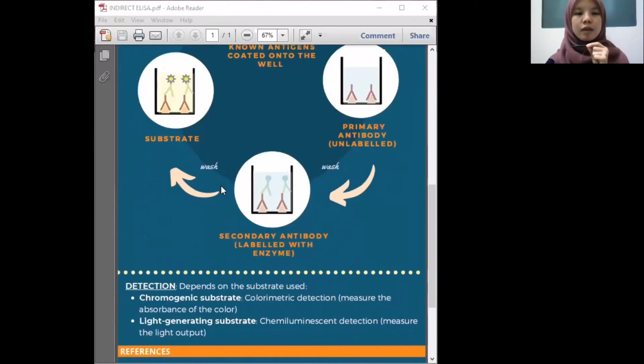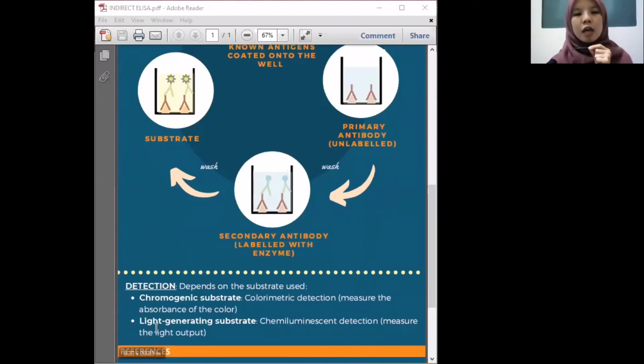For the detection, it actually depends on the substrate used. If we use chromogenic substrate, then we will detect color if the antibodies are present in the sample. For the quantitative analysis, the absorbance of the color will be measured and a standard curve constructed to identify the concentration of antibodies present in the sample.